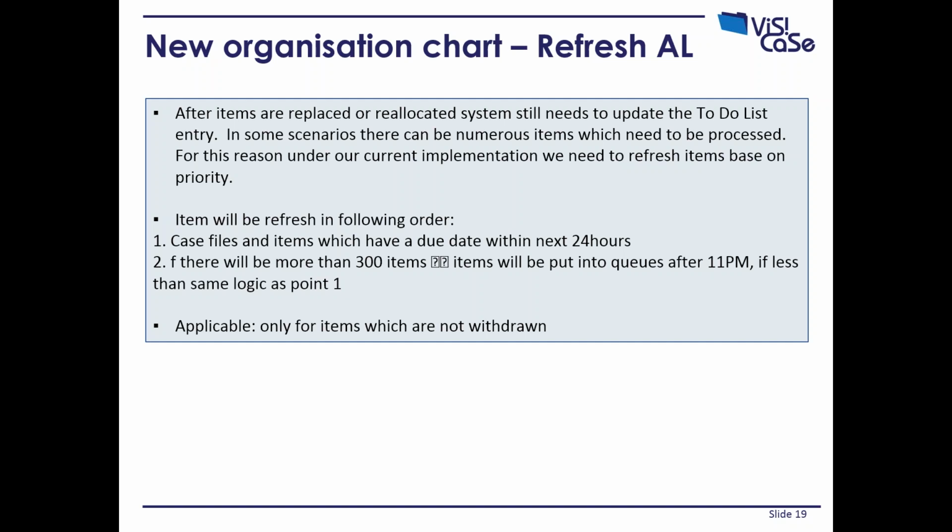If there are more than 300 items, the system will prioritize anything due in the next 24 hours. It will then put a queue in for 11 p.m. on that day, and then transfer the rest at that time. So if you do the transfer early in the morning and 24 hours pass, by the same time tomorrow, all items should be transferred across to the new person with the appropriate buttons visible.